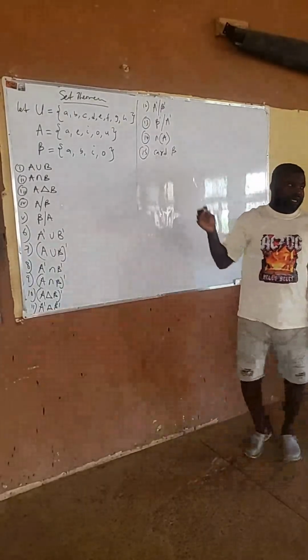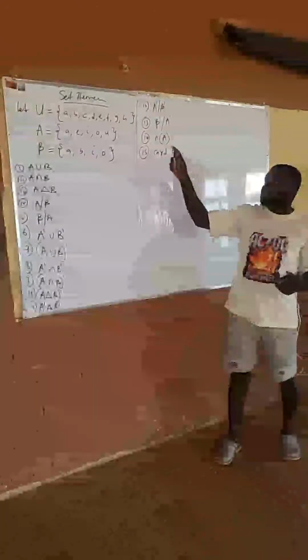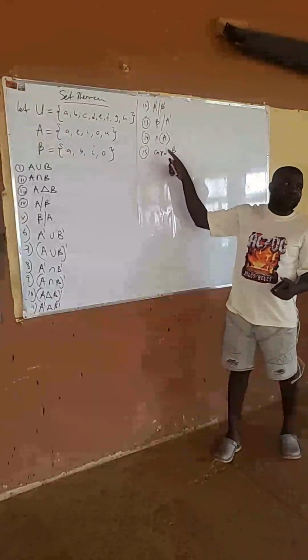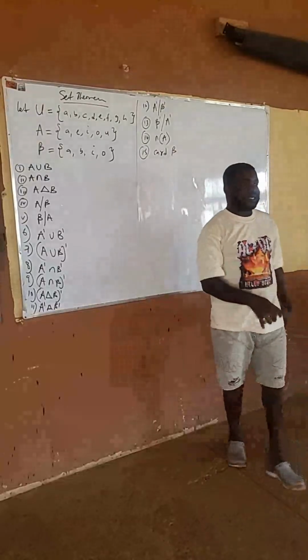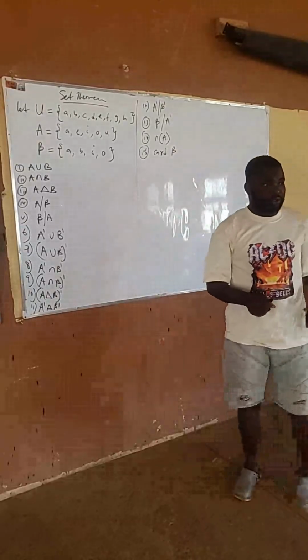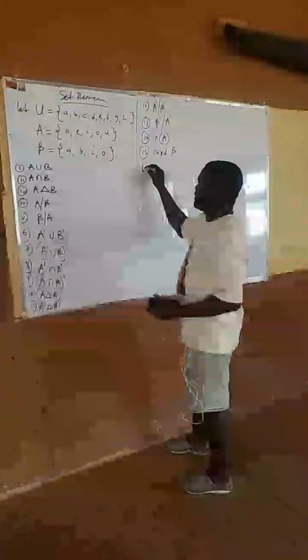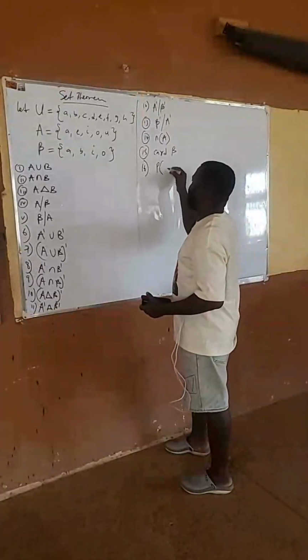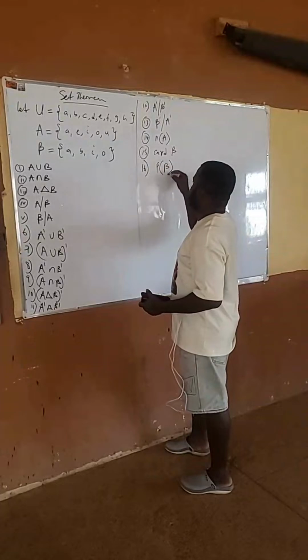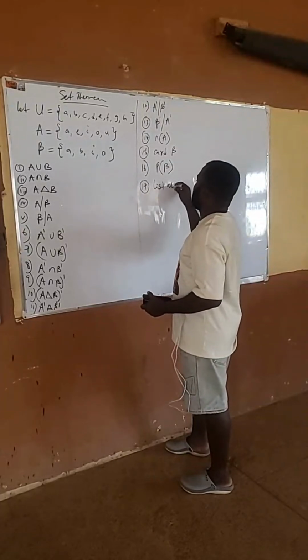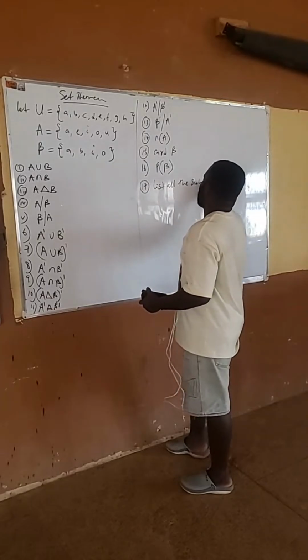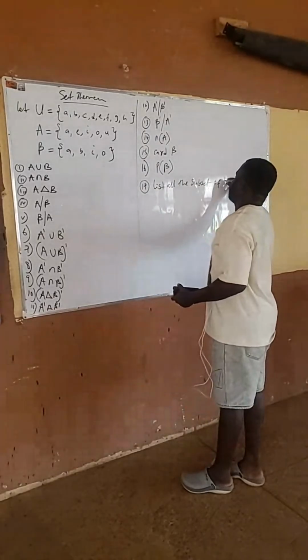So why I wrote it this way is that you can see it in two ways. They can tell you to find N of A or card of A. N of A means the number of elements in A, which is the same thing as the cardinality of A. So you should take note of that. Then number 16 said we should find the power set of B. Number 17 said we should list all the subsets of B.